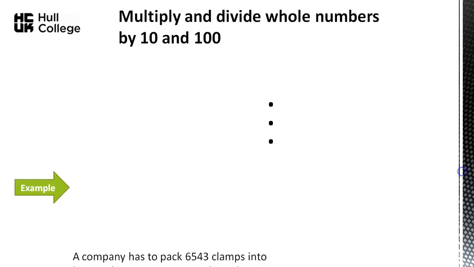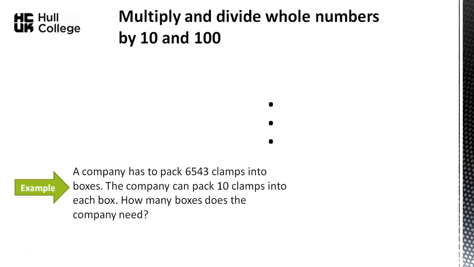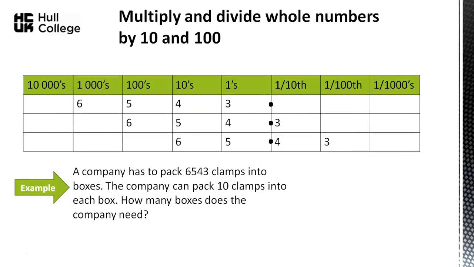The question states, a company has to pack 6,543 clamps into boxes. The company can pack 10 clamps into each box. How many boxes does the company need? 6,543 divided by 10. This gives us 654.3.